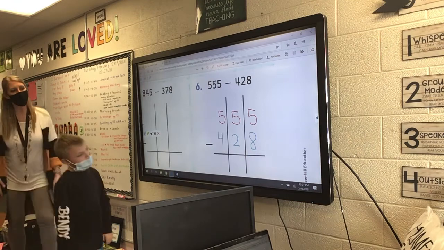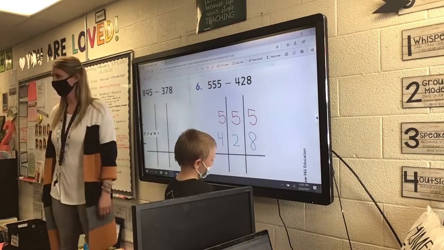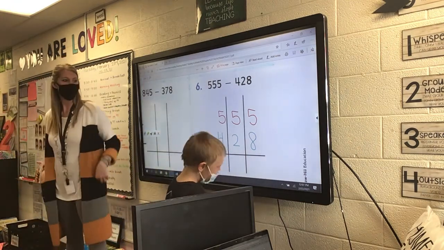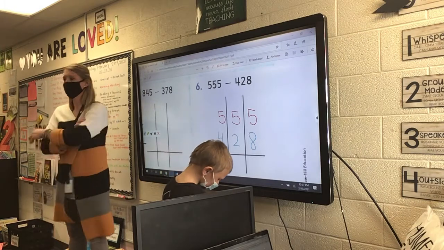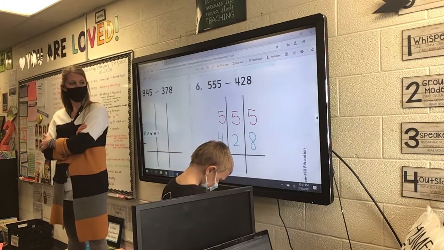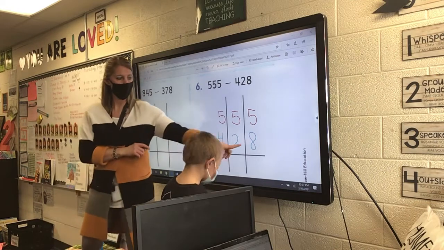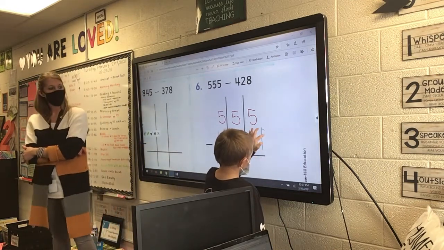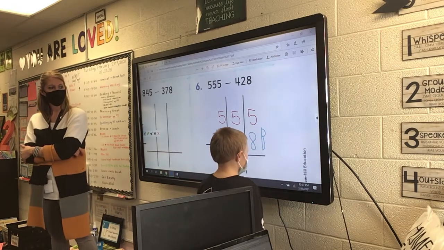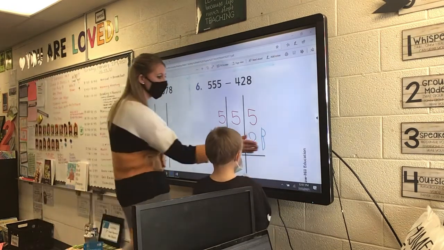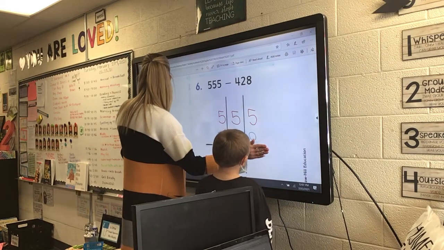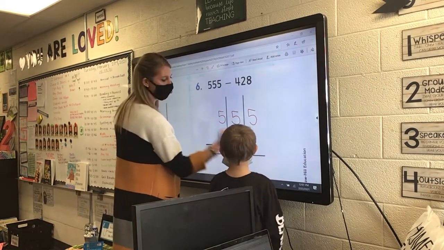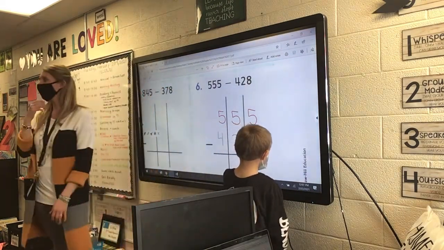All right, Tyson, start the ones column. 5 minus 8. Tyson, look here. Bigger bottom, better borrow. Okay. Tyson, guess what? Mrs. Murphy's just going to change your color. Is that okay so it sticks out? Let's do black. So make a B again. Bigger bottom, better borrow.